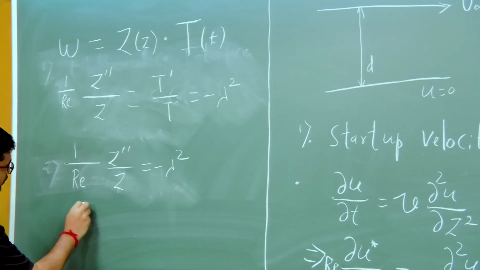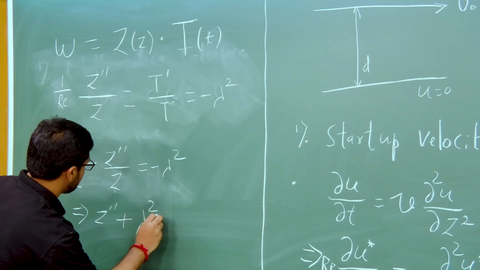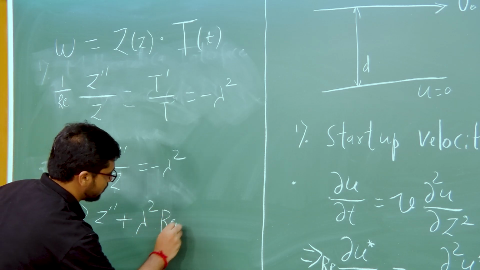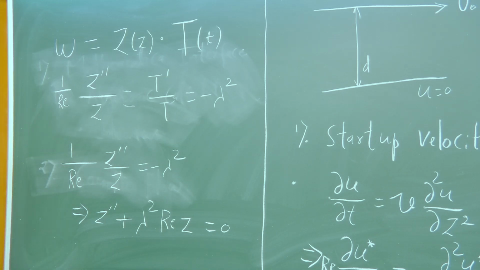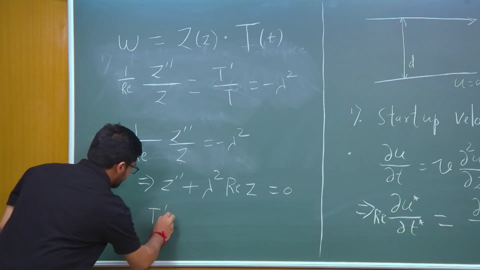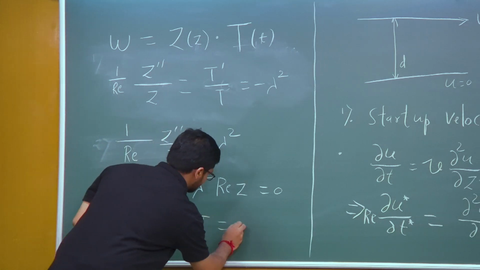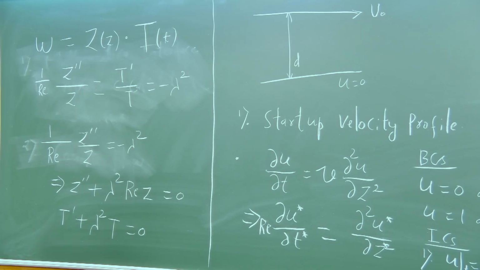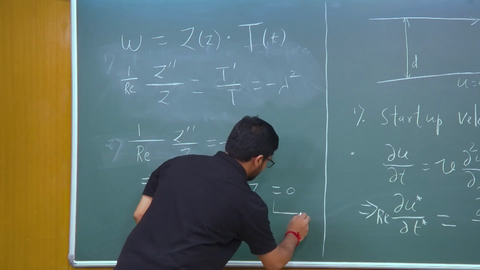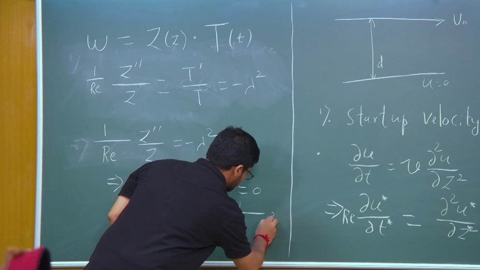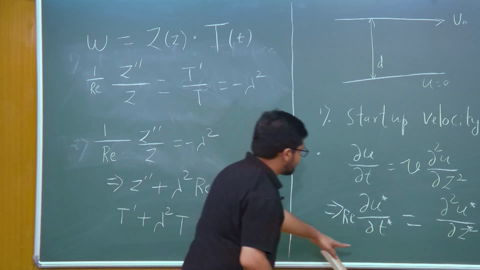In fact, this becomes Z double dash plus lambda square Re times Z equal to 0, and from the other it becomes T dash plus lambda square T equal to 0. So, these are the two ODEs which we are trying to solve. Let me write this as equation number 2 and this as 3. I will write this equation as equation number 1.